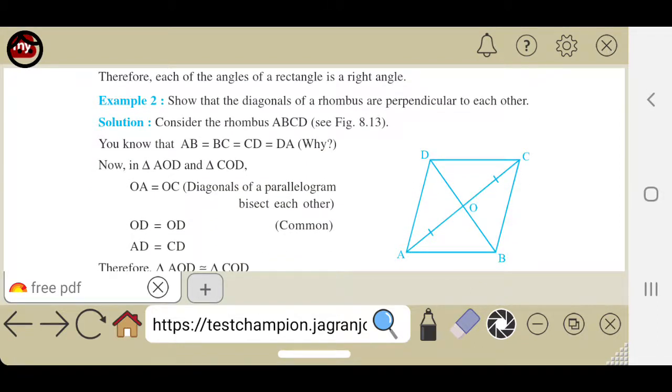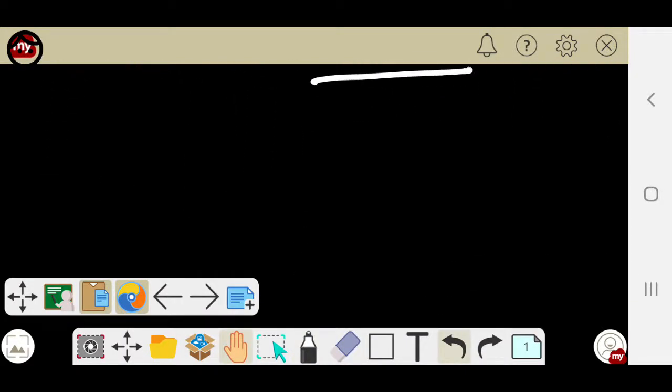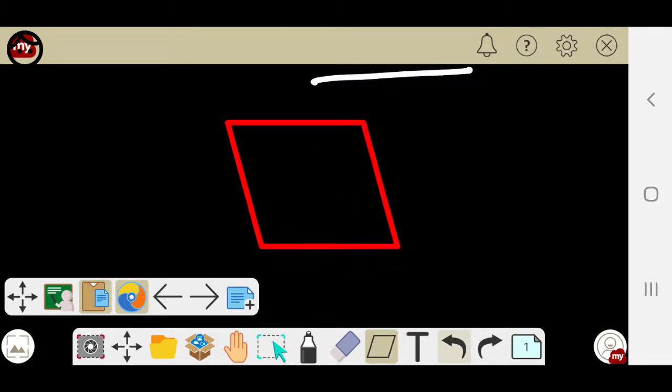Show that the diagonals of a rhombus are perpendicular to each other. Let's consider a rhombus. We can name that one as PQRS. What we have to prove?